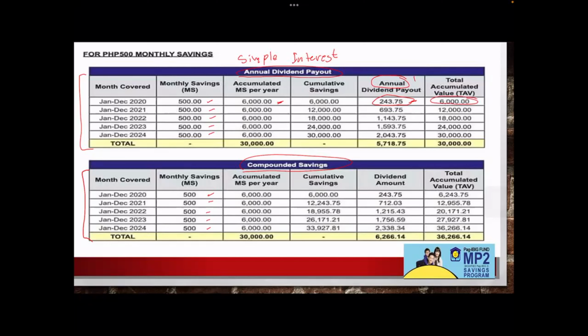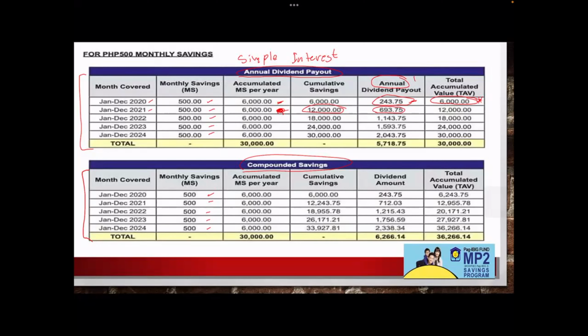Pagdating ng second year, that is 2020. Pagdating ng 2021, nakaipon ka ulit ng 6,000. Now, ang total na pera mo ngayon ay 12,000 na. Bakit naging 12,000? Kasi in-add yung 6,000 na to at saka yung 6,000 na last year mo. So, meron ka ng 12,000. Ngayon, yung 12,000 na to ay tumubo ng 693.75. So, kinuha mo ulit yan. So, ganun ulit ang nangyayari up to 2024.